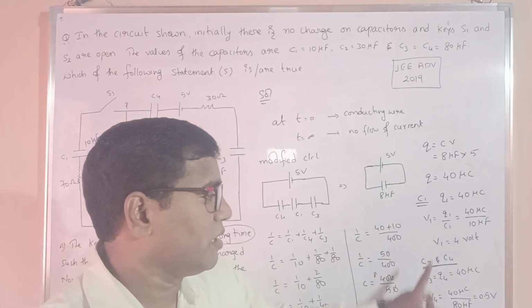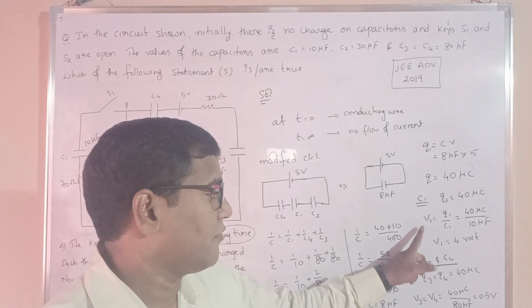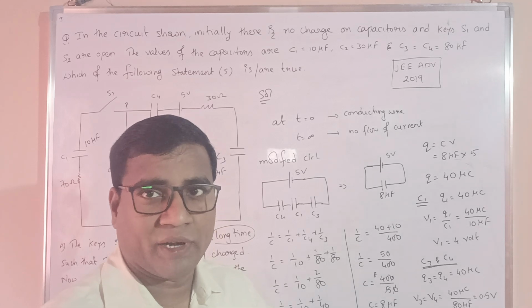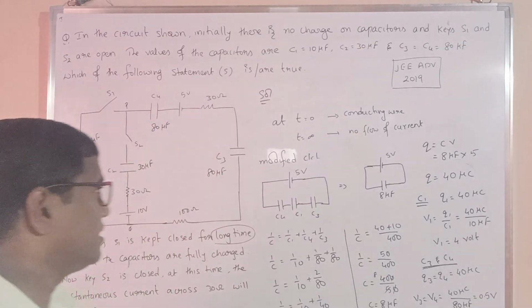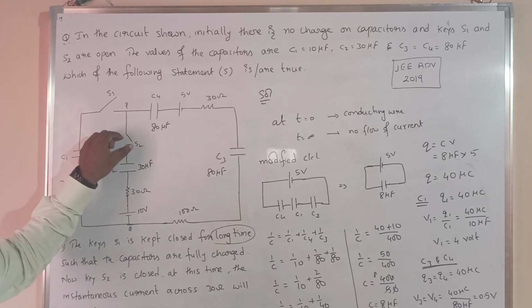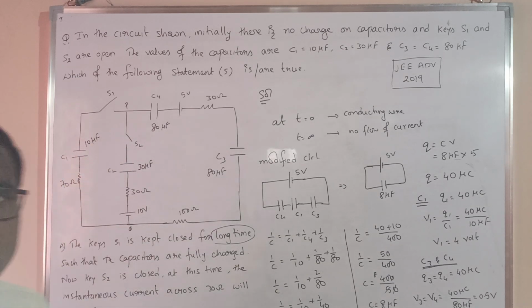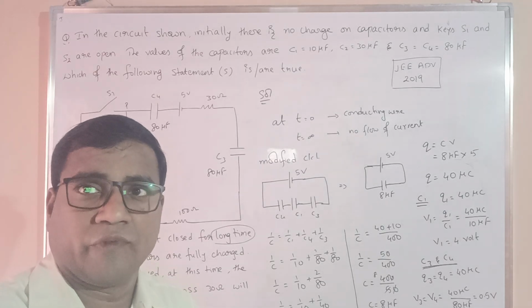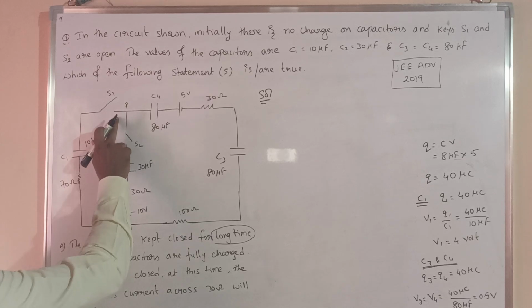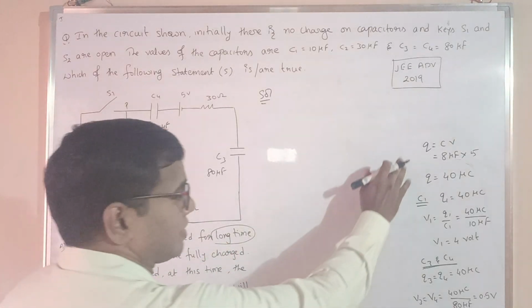Now try to understand, when 5 volt potential is applied across these capacitors, each capacitor has a charge of Q1, Q2, Q3 and potentials V1, V3 and V4. I hope you are understanding. Now our target is to find out the current flowing through 30 ohm when the switch is closed.